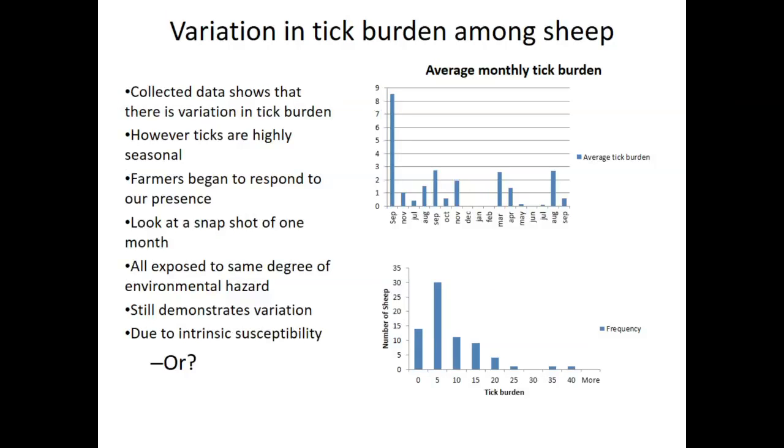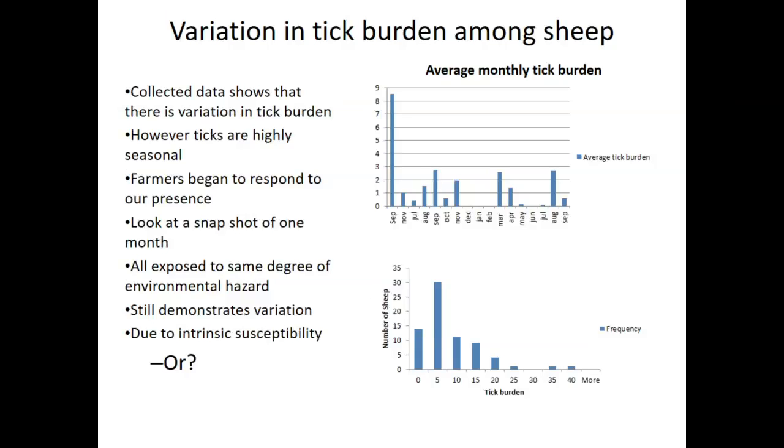So just take a quick glance at some of the tick burden data that we're able to collect. And initially plotted the data as a monthly average. And you can see that there is variation in tick burden on the sheep throughout the year. So we know that the hazard of ticks varies over time. However, we would expect this as there is massive seasonal variation in the ticks.